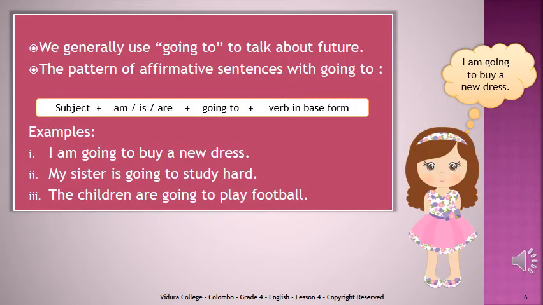Dear children, before we move to exercises, I would like to remind you the lesson again. We generally use going to talk about future. The pattern of affirmative sentences with going to is first there should be a subject, then am, is, are. According to the subject, we have to choose the correct auxiliary verb. Then we are adding going to. Finally, we add verb in base form.